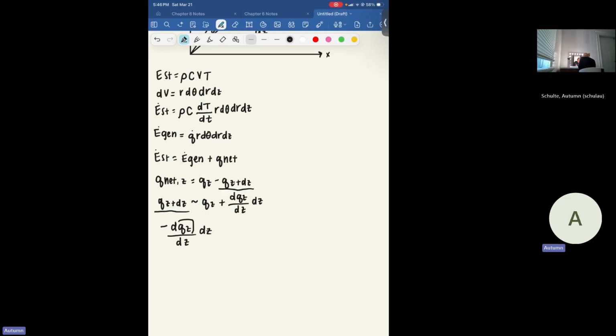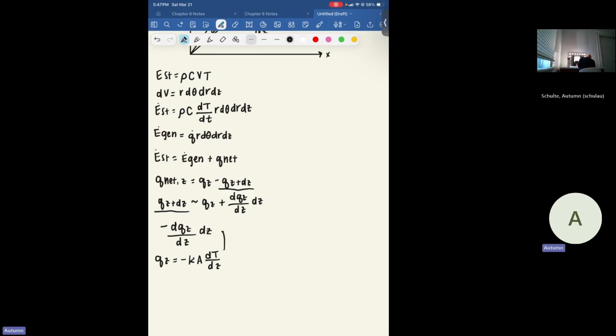We have this Qz term that we can actually relate to Fourier's law. So if we remember, Fourier's law is the negative thermal conductivity multiplied by the area multiplied by the change in temperature, and in this case with respect to the z position.